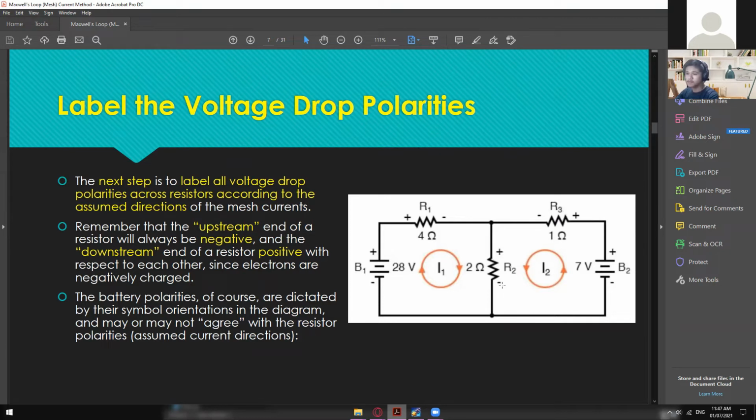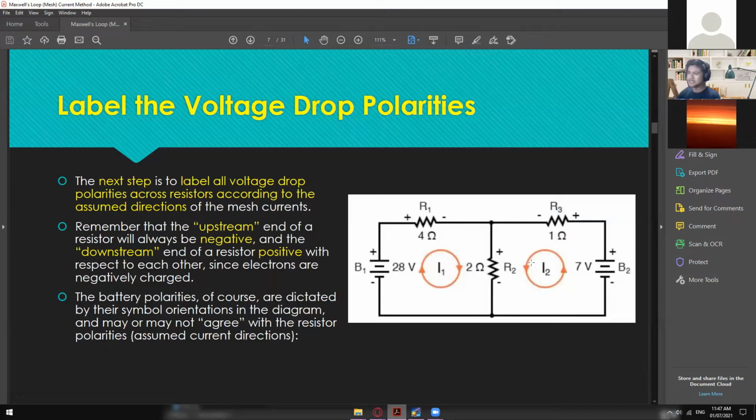So are we clear so far regarding the labelings of voltage drops, with the polarities? Can you guys follow so far up to this point? Yes, sir. Okay. What about the others? Only two? Yes, sir. Okay, very good.